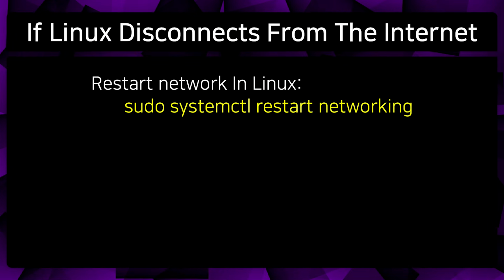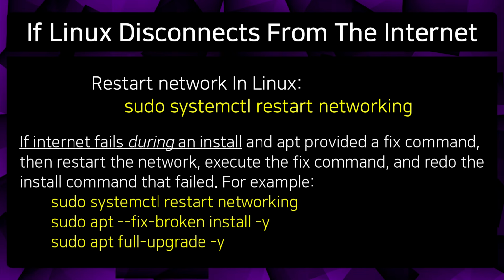Additionally, if you experience internet connection issues during this procedure, then we can restart the network in Linux by executing sudo systemctl restart networking. Now, if the internet drops during an install and if apt provides a fix command, then we can restart the network in Linux, execute the fix command, and then re-execute the install command that failed.